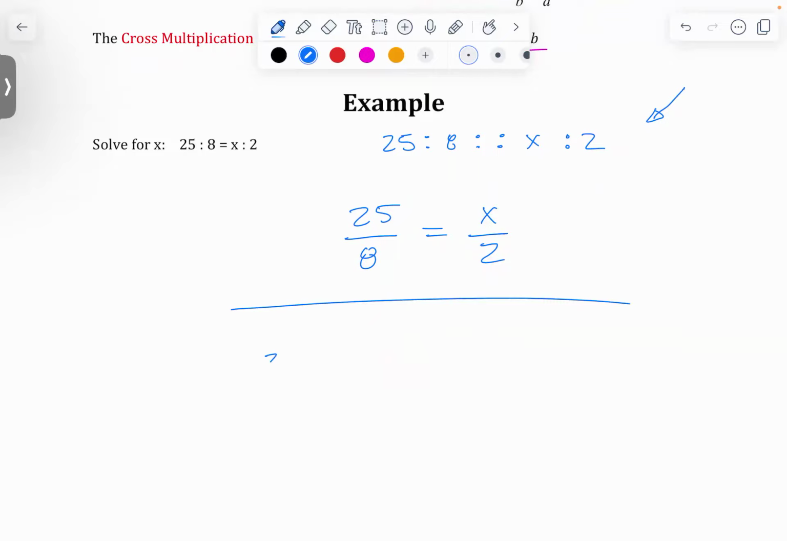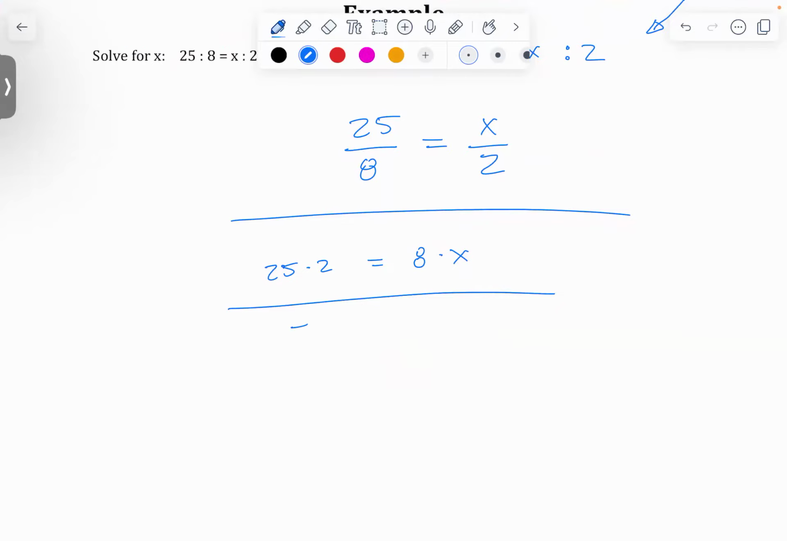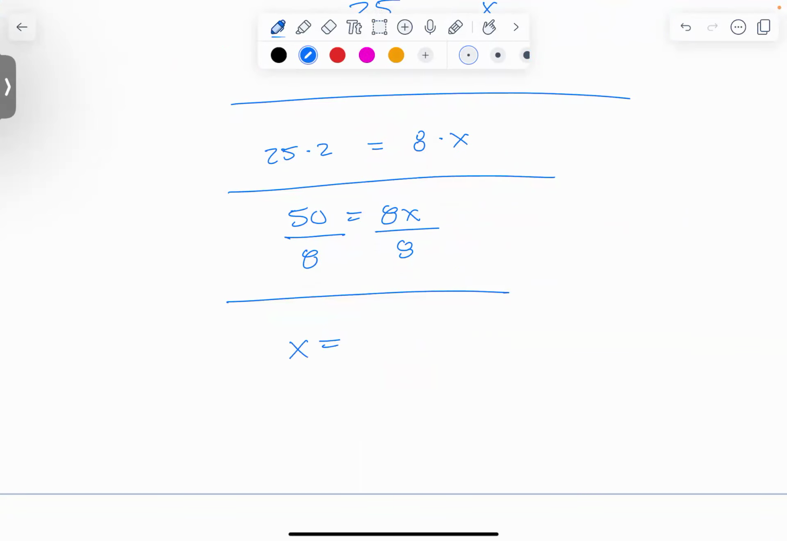25 times 2 equals 8 times x. And then we can solve that down. 50 equals 8x. Divide by 8, which gives us 25/4. And again, you can leave it like that, or you can turn it into the decimal, which is 6 1/4.